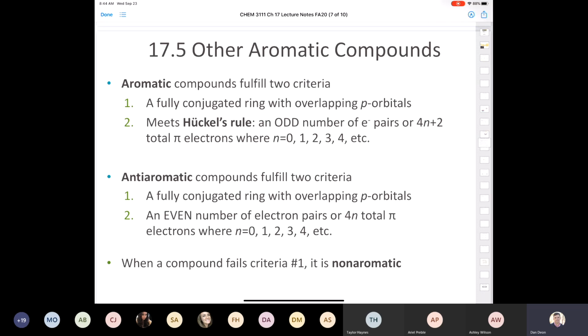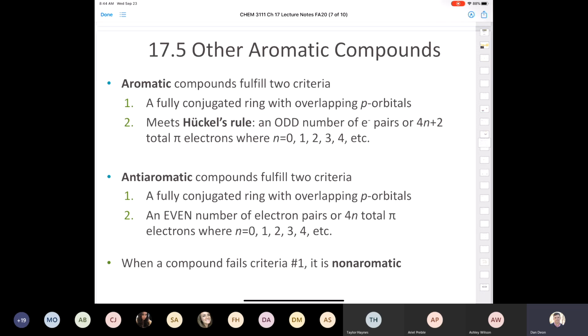They have to have a fully conjugated ring of overlapping p orbitals, and it has to meet Huckel's rule: an odd number of electron pairs, or 4n plus 2 total pi electrons, where n is 0, 1, 2, 3, 4, 5, whatever. Anti-aromatic compounds fulfill 2 criteria.